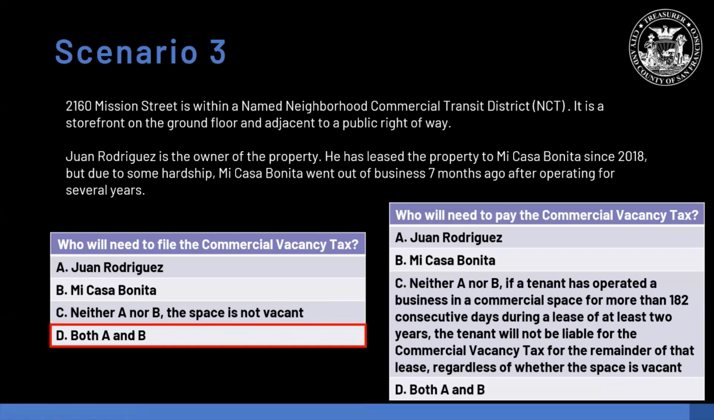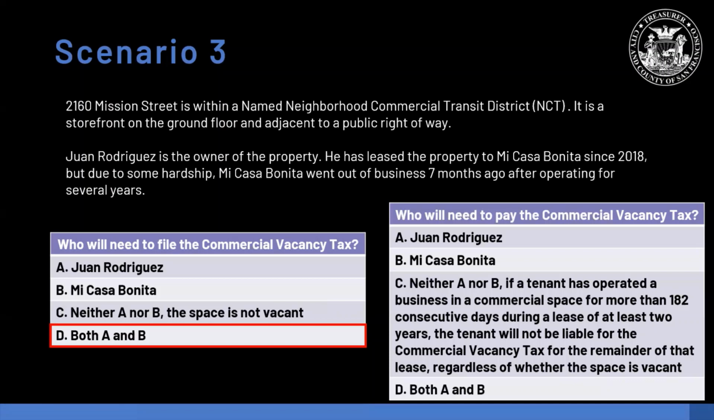The answer is D. Both Juan Rodriguez and Mi Casa Bonita will have to file the commercial vacancy tax because they are either owning or leasing a commercial space that the commercial vacancy tax applies to.